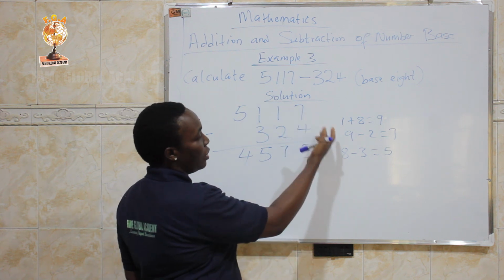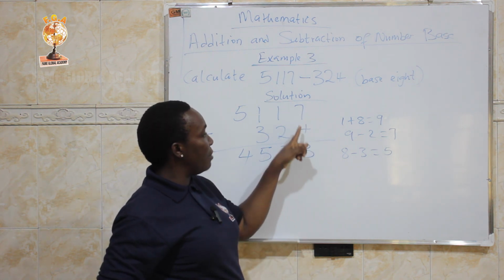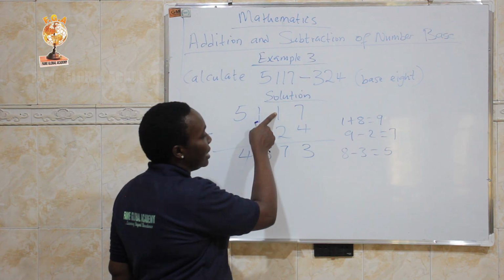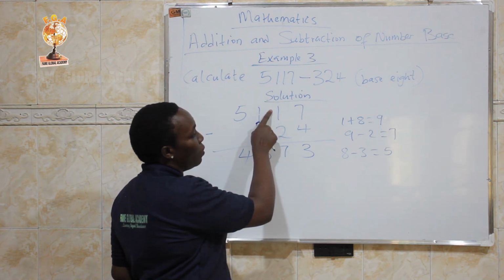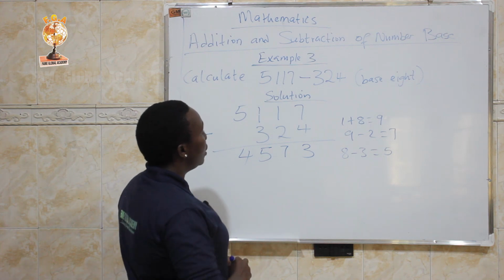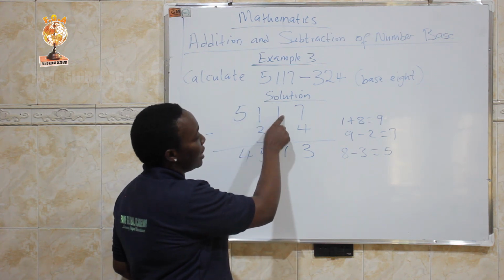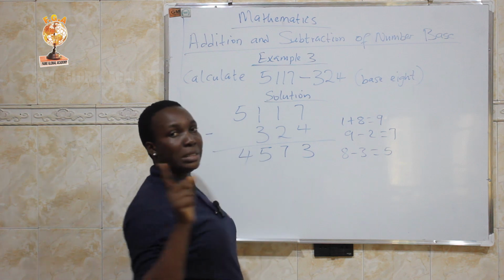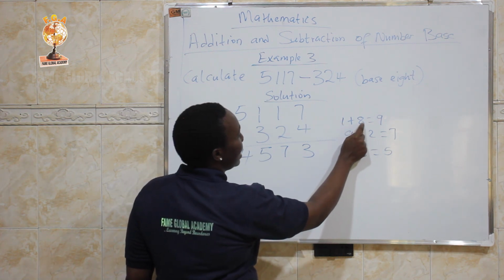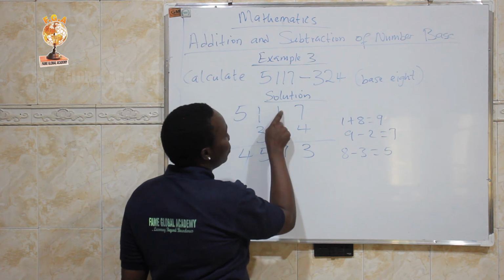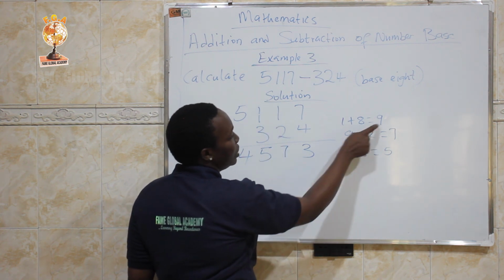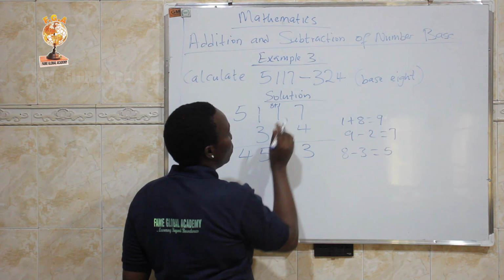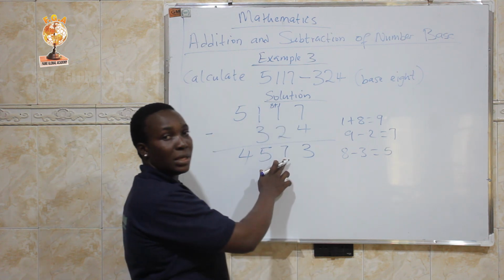So this first one, we are not borrowing because 7 is bigger than 4. 7 minus 4 will give us 3. There is no issue there. Now, this one is 1, and this is 2. 2 is bigger than 1, so this is when the borrowing comes in. So we borrow this one and add it to this one. We are not borrowing it as 1, rather as 8, which is the base. That's why we have 8 plus 1, which is 9. Then 9 minus 2 will give us 7.